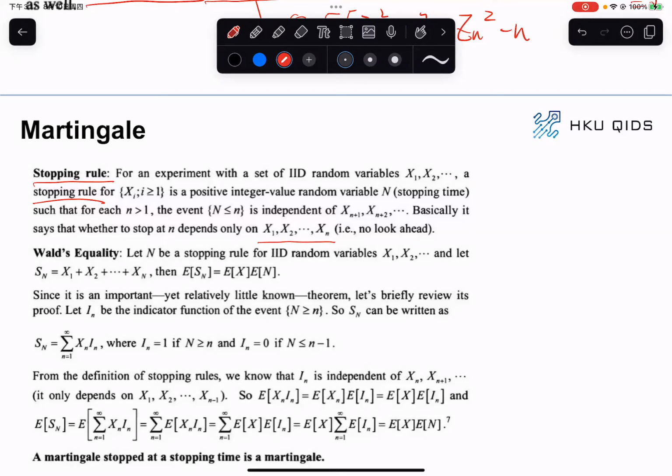Now we have Wald's equality. Suppose N is the stopping time for the random variables X_i, and S_n is the sum of these random variables.